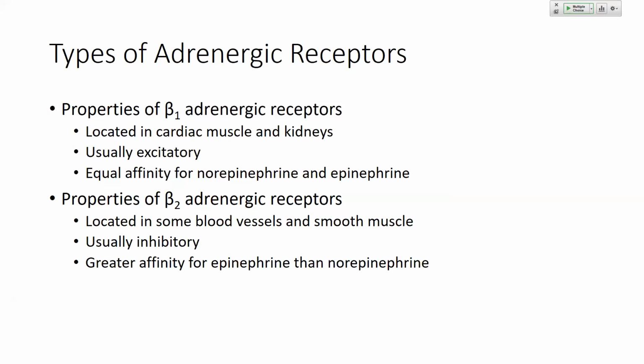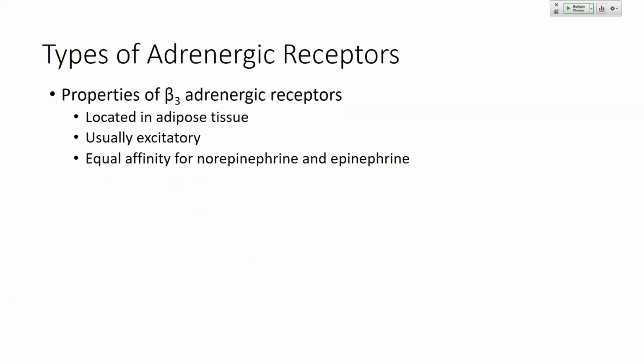Beta 2 receptors are usually in the blood vessels and smooth muscle, usually inhibitory, again, this is the effect at the tissue level or the cellular level, and usually have a greater affinity for epinephrine than norepinephrine. Okay, this is the one that sort of sticks out. So beta 2 receptors have a higher affinity for epinephrine versus norepinephrine. And then finally, your beta 3 receptors are usually in adipose tissue, also excitatory in their effect, and then again, equal affinities for norepinephrine and epinephrine. So beta 1 and beta 3 really do not have a preference in terms of the neurotransmitter. They will bind both norepinephrine and epinephrine with equal affinity.